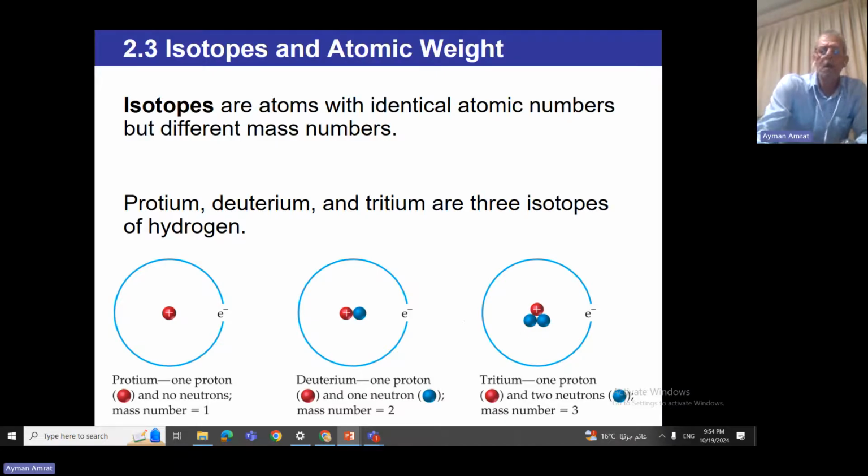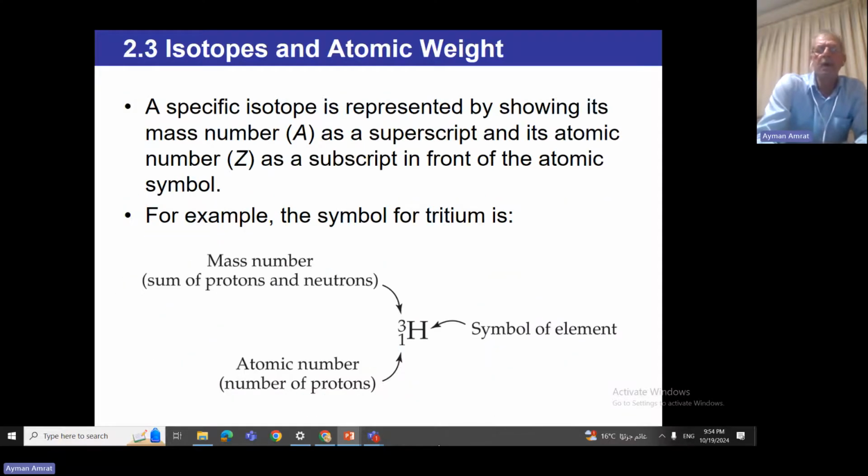These isotopes can be distinguished one from another by writing the symbol for hydrogen, capital H. 1 atomic number means 1 proton. 3 for tritium means 1 proton and 2 neutrons, the total sum 3. Deuterium should be H-2, 1 proton, 1 neutron, while the protium isotope is H-1, 1 proton, 1 mass number, 1 atomic number.